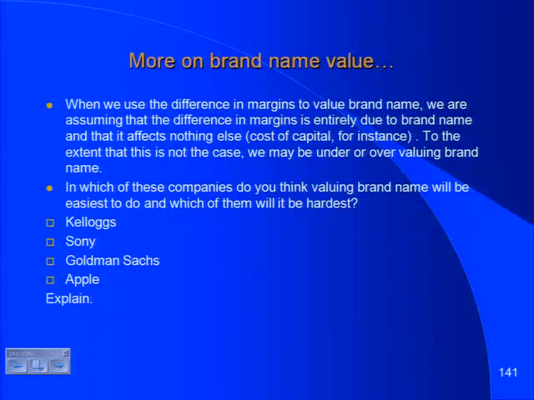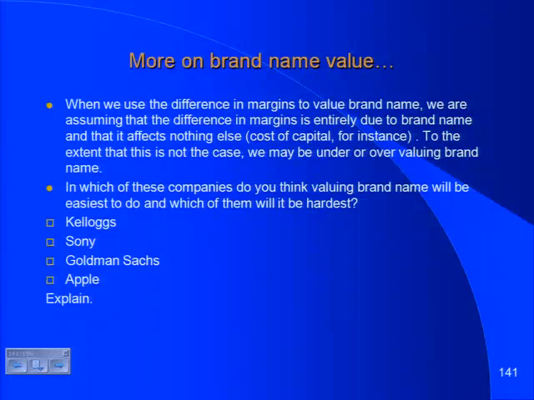In fact, let me throw 4 companies at you, all big brand name companies, and you tell me which of these companies it's going to be easiest to value brand name and which of these companies it's going to be more difficult. Okay? So basically, you're saying, can I isolate the brand name effect? Kellogg, Sony, Goldman Sachs, and Apple. Which of these companies do you think is going to be easiest to value brand name?